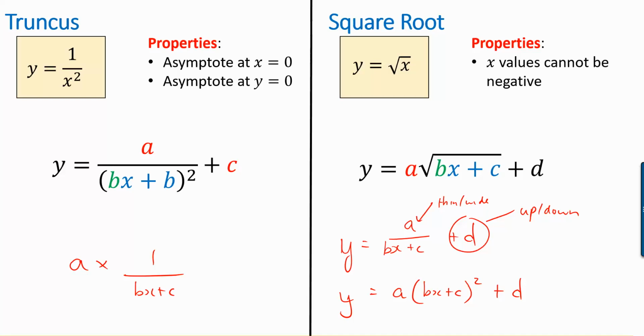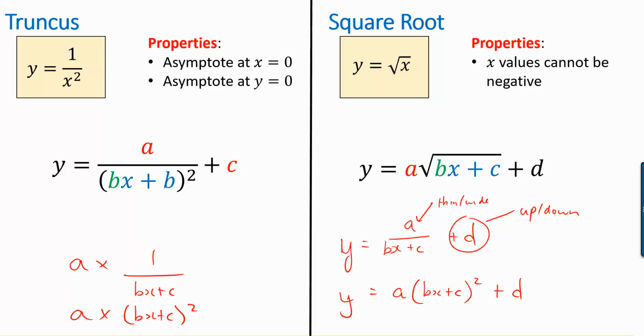And then you look at your quadratics, it's also a times bracket bx plus c squared. So whatever you're multiplying it by, that's your dilation. That's what makes it thin or wide. So that's your quadratic, and you would have a times this. That's why the a is in front of it. It's a times. So anything times.